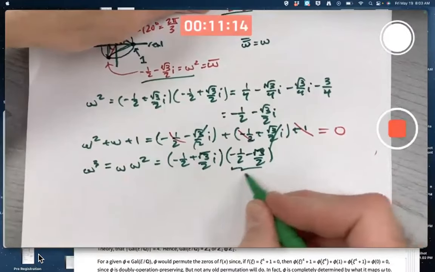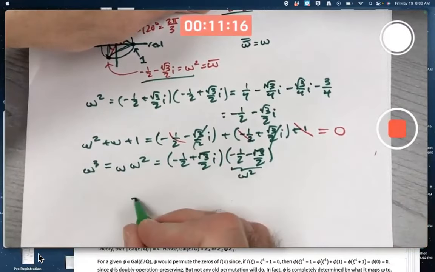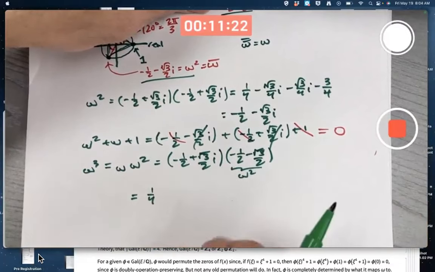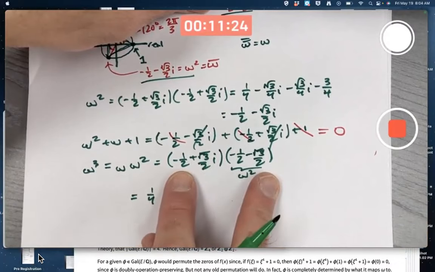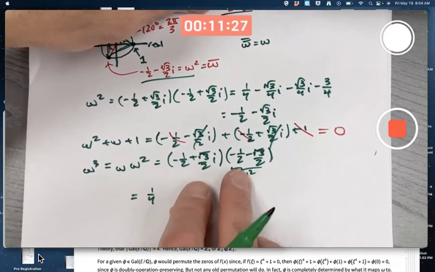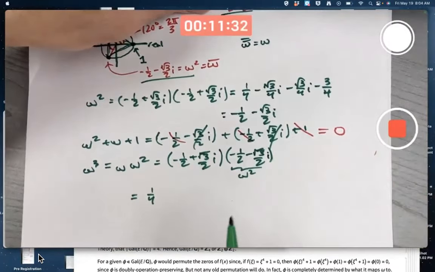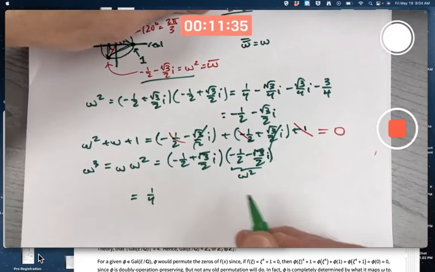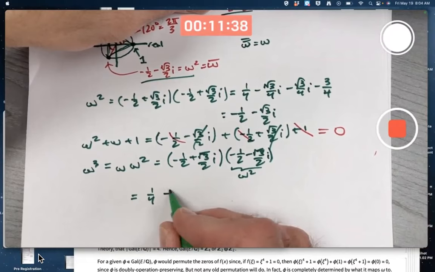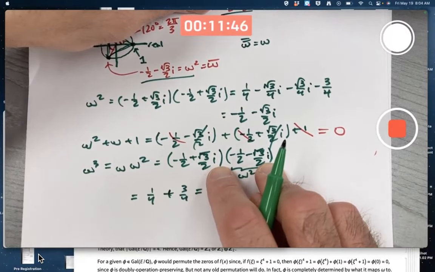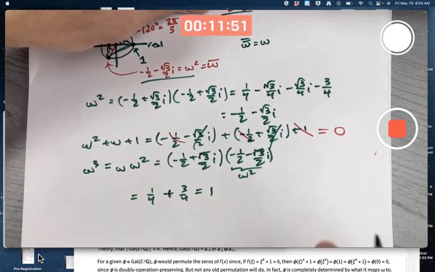Right? There's omega squared. So we'll get, again, 1/4. Now the outside and inside products do cancel. Outside times outside is plus √3/4 i. Inside times inside is minus √3/4 i. I forgot my i here. Those cancel. Last times last is going to give you plus 3/4. The product of those two gives you -3/4 times i squared, but i squared is -1. So you get positive 3/4. So we are getting 1.